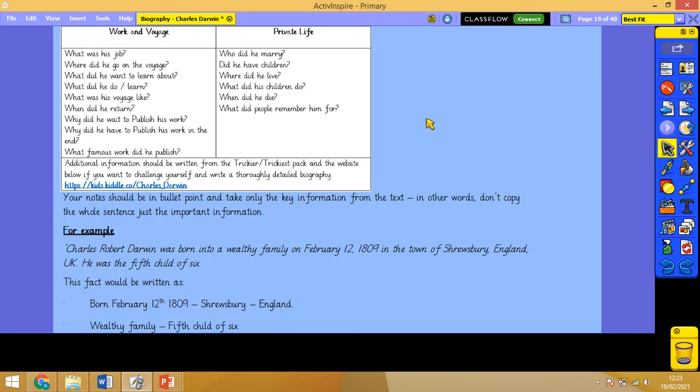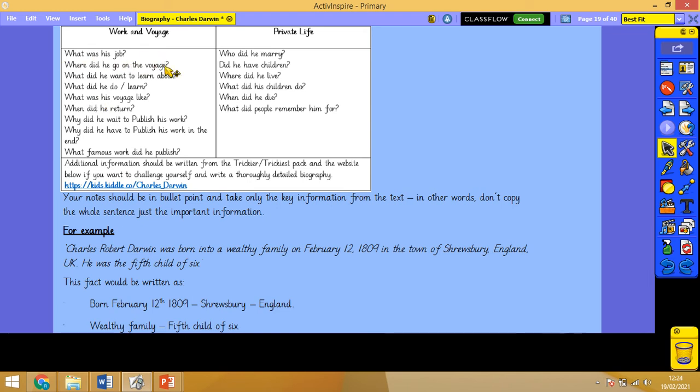Okay, so these are some of the questions that you will need to answer today. And remember, these are just the basics. Work and voyage is very, very hefty. There's a lot of things that led to his theory of evolution. We're not going to write too much about that this week because we're going to write about that next week. So these are the questions you need to answer.